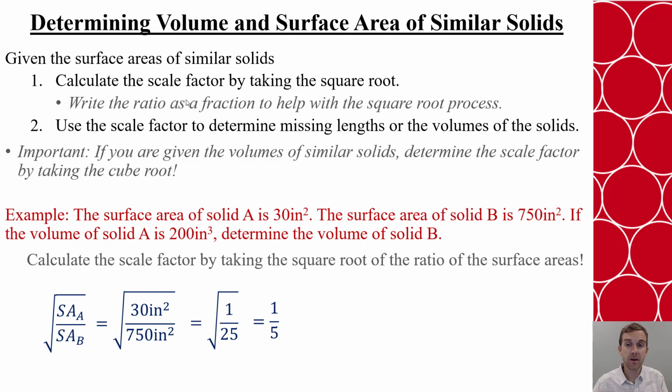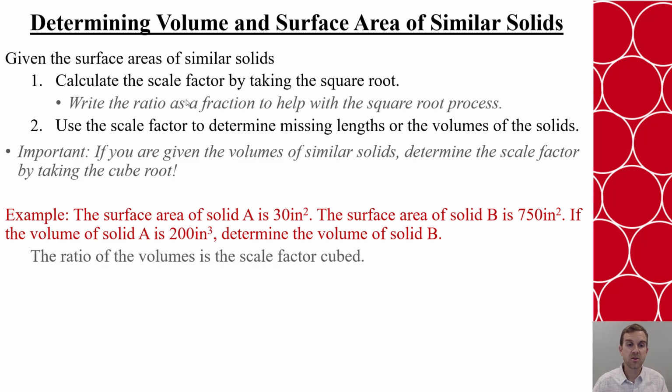Now that I have my scale factor, I can use that to create a proportion based on the ratio of the volumes. So if I think about what is that ratio of the volumes, I would have to do 1:5, and I would cube that. So 1 cubed is 1, 5 cubed is 125. So that's the ratio of the volumes. So the scale factor can then help me create the ratio of the volumes. And now that I have the ratio of the volumes, I can calculate the missing volume of solid B.